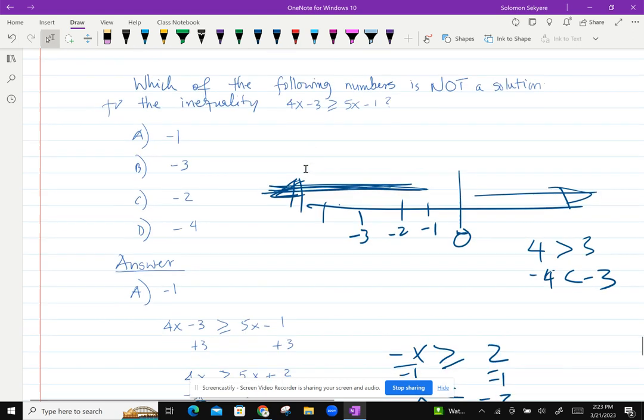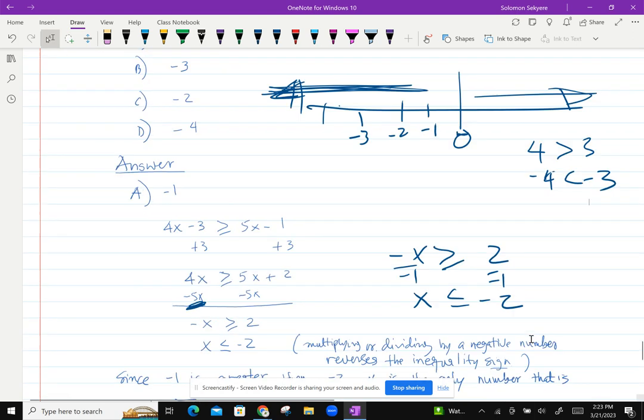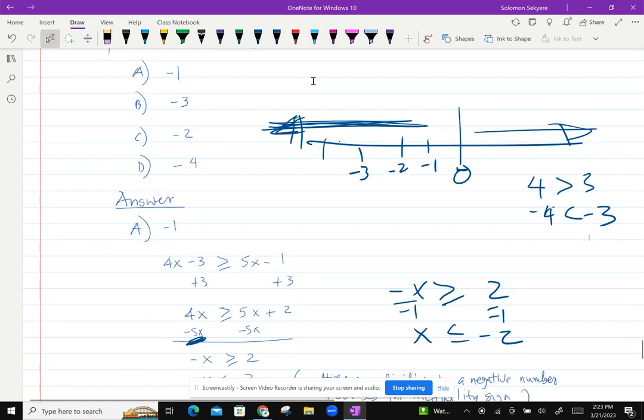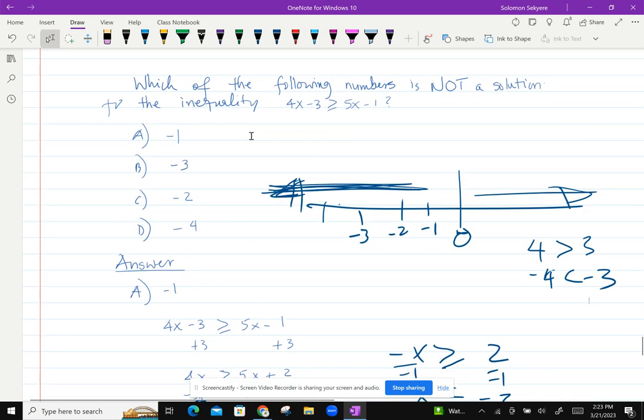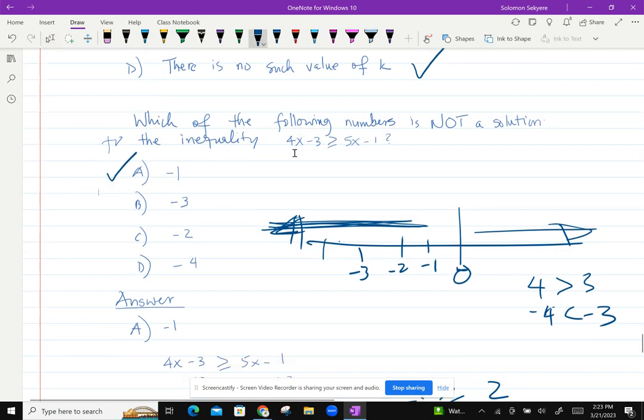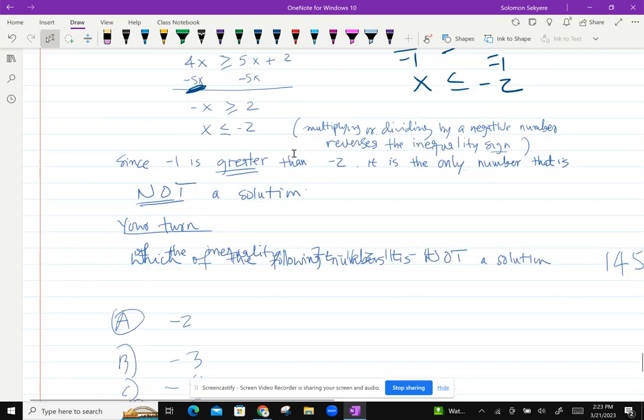So which of them is not a solution? All numbers in this solution must be less than or equal to negative 2. Which number is not less than or equal to negative 2? And your answer is A. You got that tip?